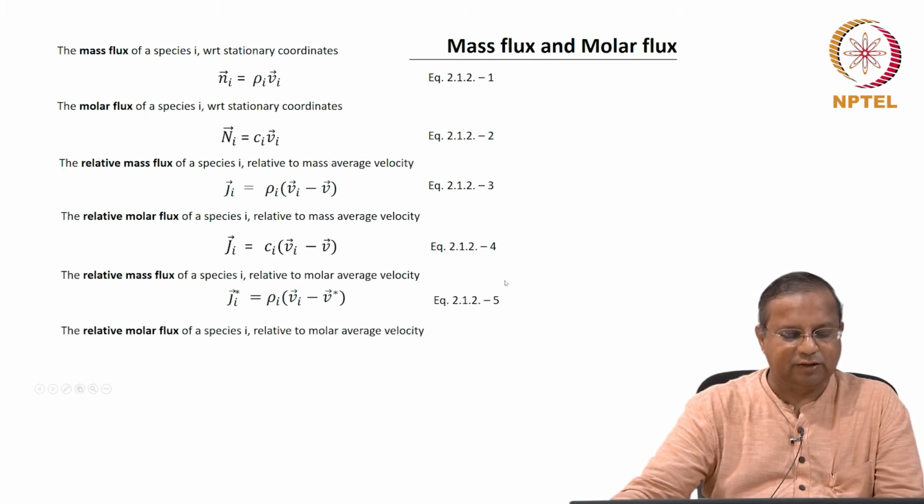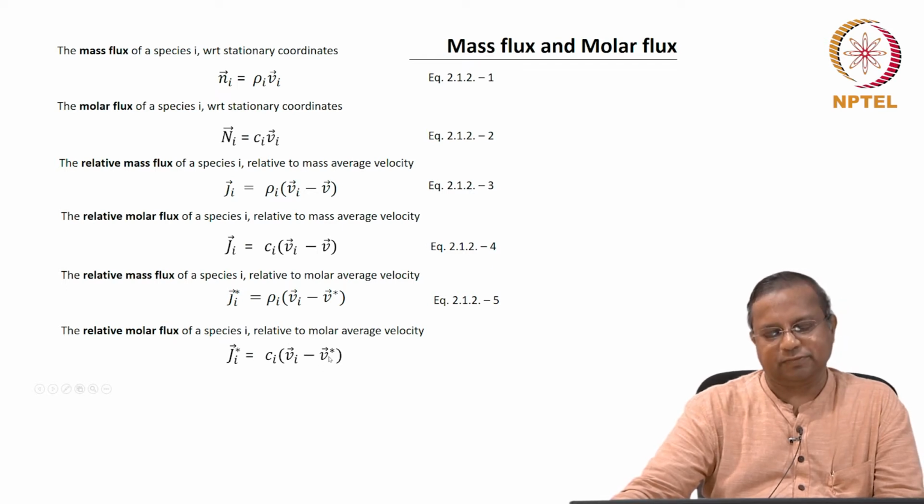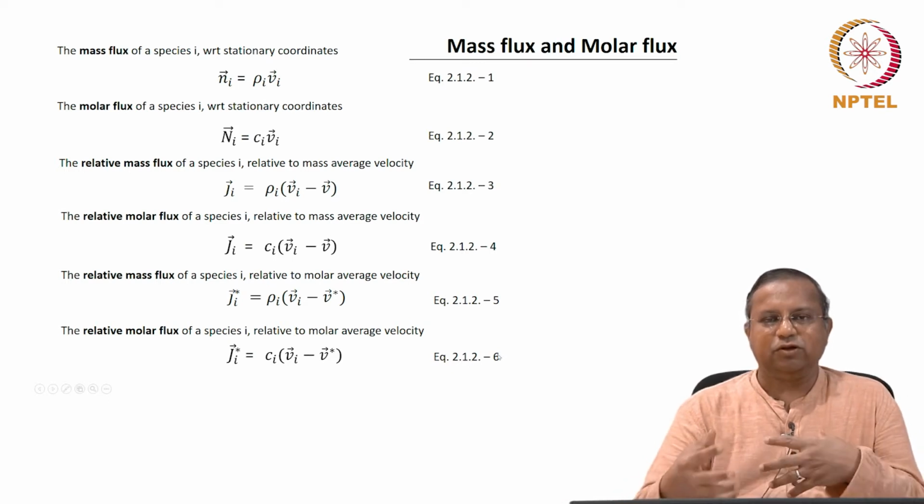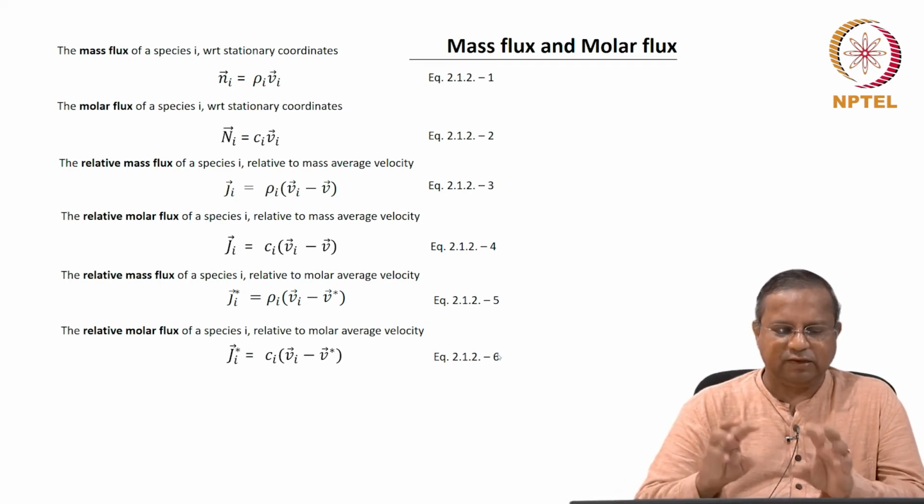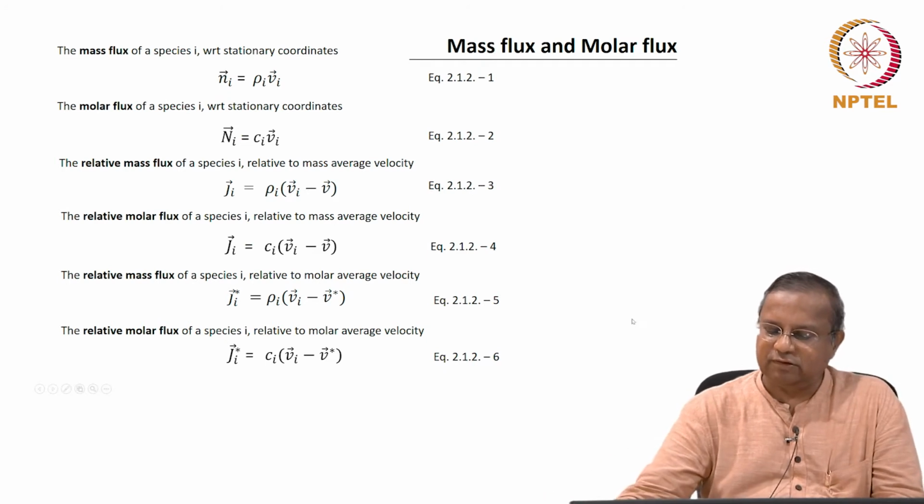2.1.2-5, and the relative molar flux of species i, this is relative mass flux, this is relative molar flux of species i relative to the molar average velocity, is capital J_i star equals C_i times the diffusive velocity with respect to the molar average velocity. 2.1.2-6. We are going to use some of these frequently.